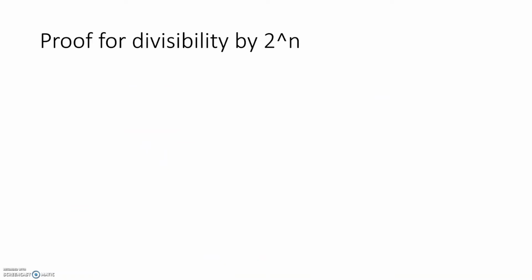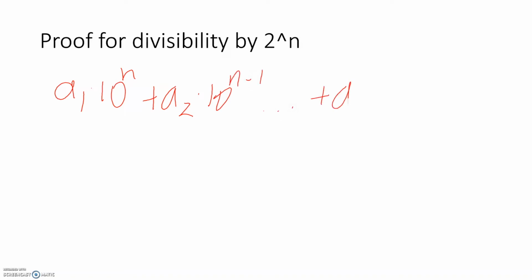Proof for divisibility by 2 to the n. If you haven't noticed already, the numbers we've been using are in the form of 2 to the n, since 4 is equal to 2 squared and 8 is equal to 2 cubed. We use this since in base 10, we write everything in the form of a sub 1 times 10 to the n plus a sub 2 times 10 to the n minus 1 plus a sub n times 10 to the 0.